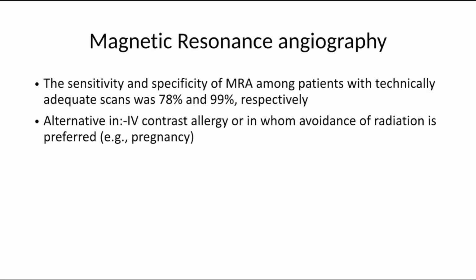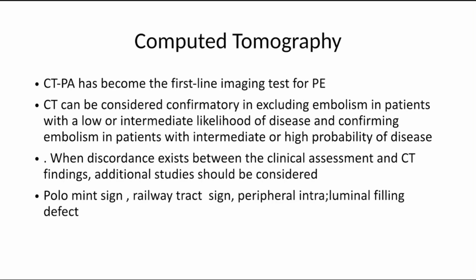Then they are telling about MRI. The sensitivity and specificity of MRA among patients with a technically adequate scan were 78% and 99%. Specificity is very high, but sensitivity is a little low. It is an alternative in IV contrast allergy. We can use MRA if the patient has a contrast allergy or in whom avoidance of radiation is required, like pregnancy. So in case of pregnancy or contrast allergy, we can use MRA. Then comes CT scan.